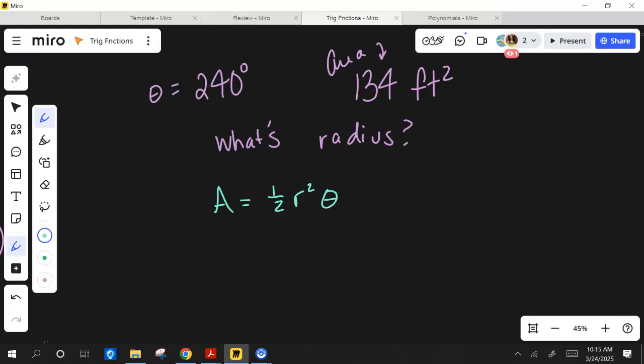That's right, Hannah. What are we changing? The degrees to radians, the 240 over. So how do I do that? Pi over 180. What do you get? What's 24 over 18? 6 goes into both of them. 4 pi over 3.